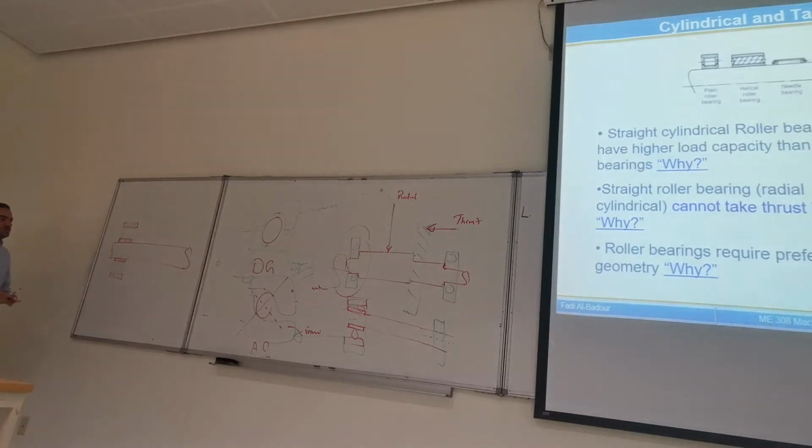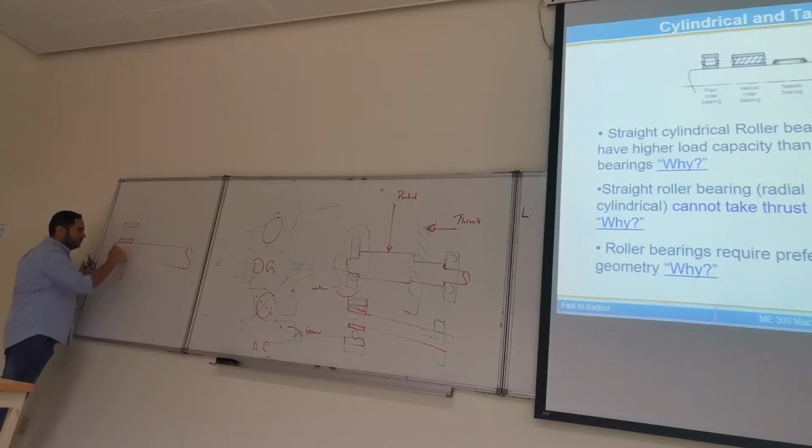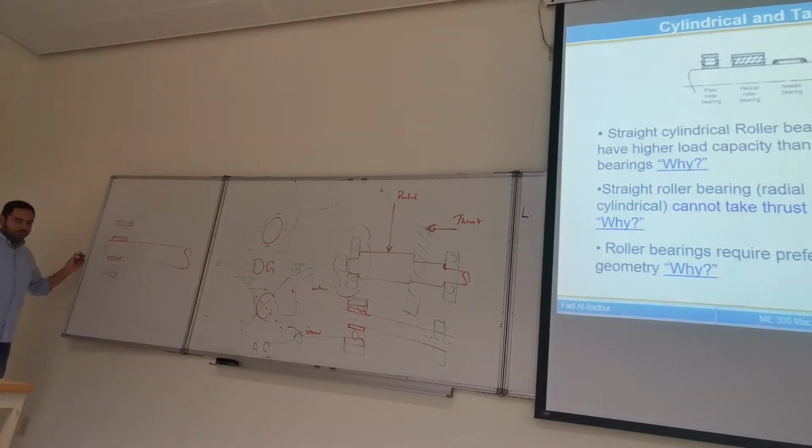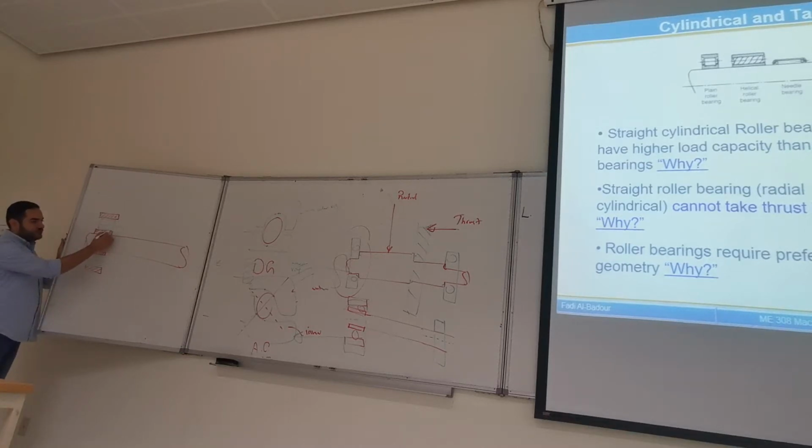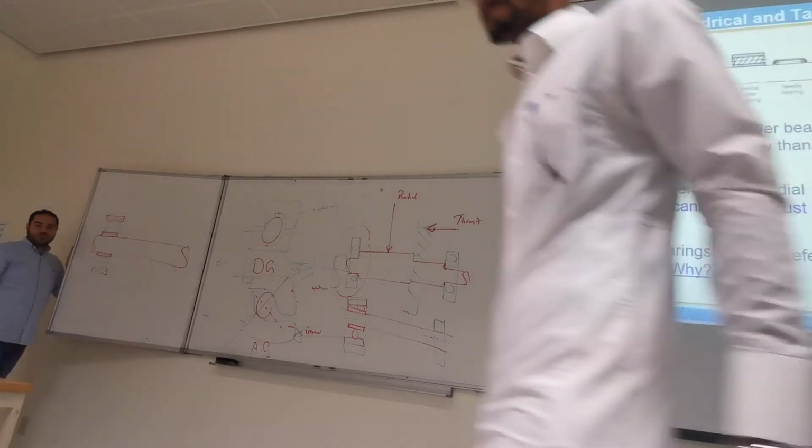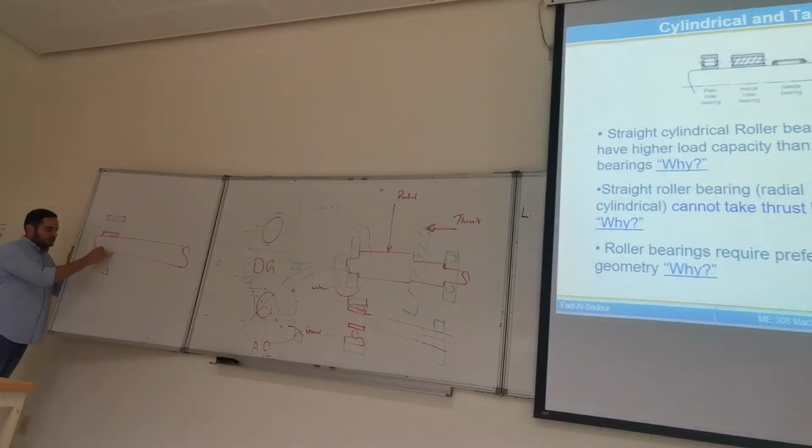So the first point we said is that cylindrical roller bearings have higher capacity for the radial load. And the reason? I have bigger surface contact. So, where is the direction of radial load? This is the radial load.